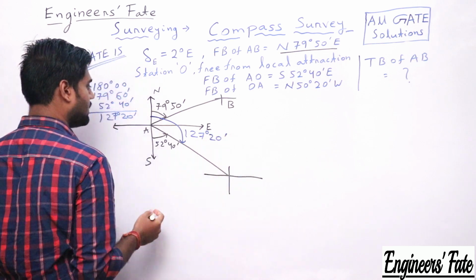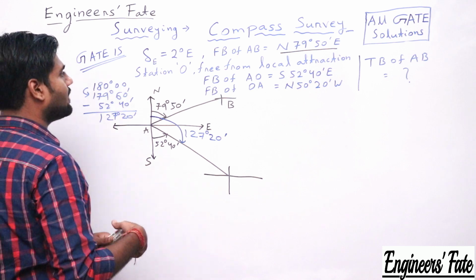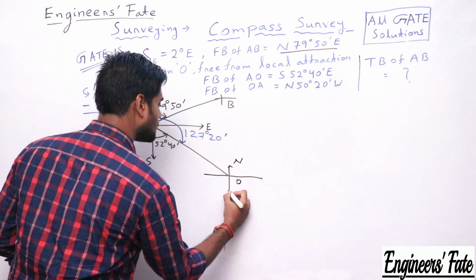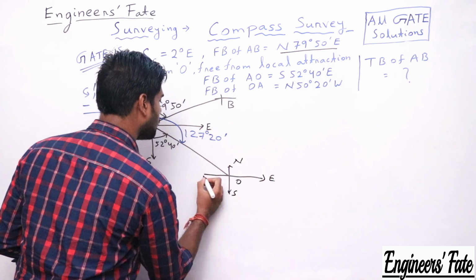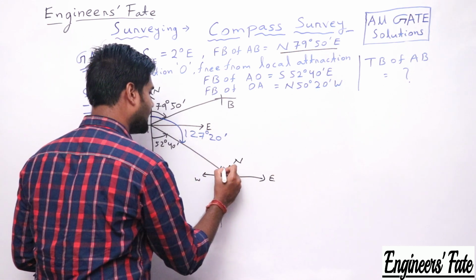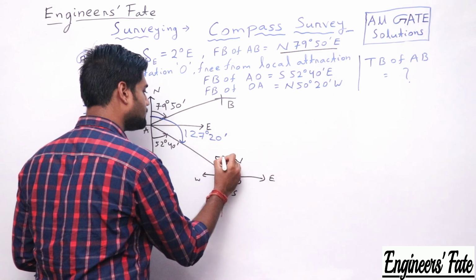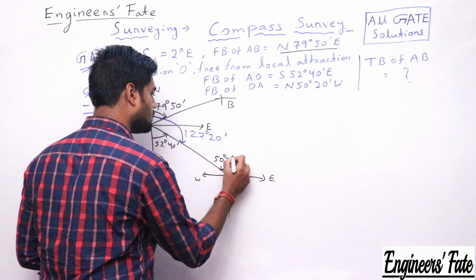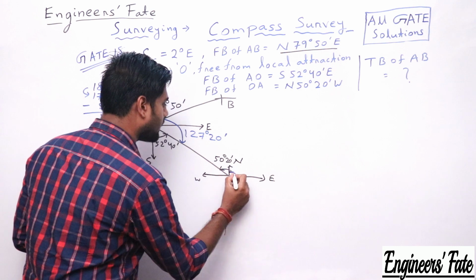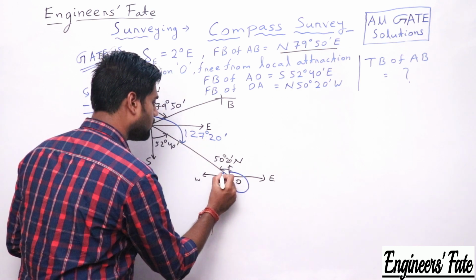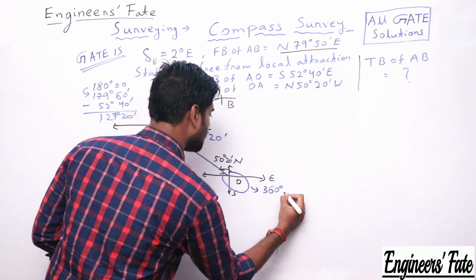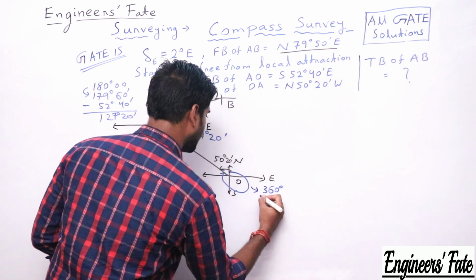Now the next thing is the forward bearing of OA. This is O, this is north, this is south, this is east and west. The forward bearing of OA he has given is North 50 degree 20 minute West. Again I want to convert it into whole circle bearing, and in whole circle bearing the reference is always from north. So this will be 360 degrees minus 50 degree 20 minute.